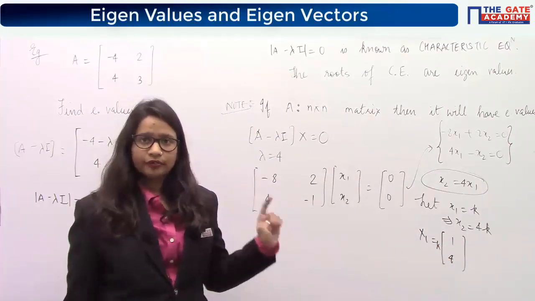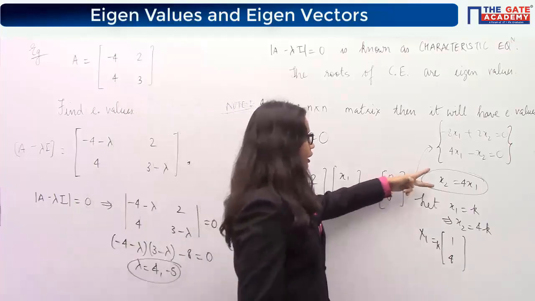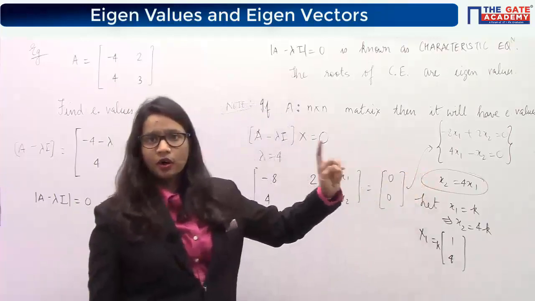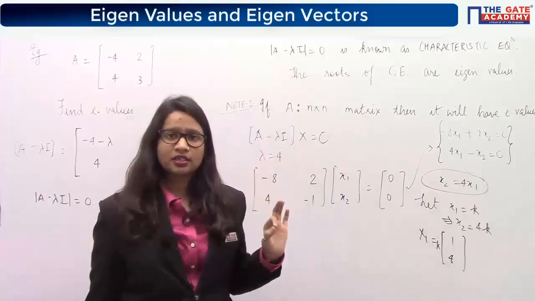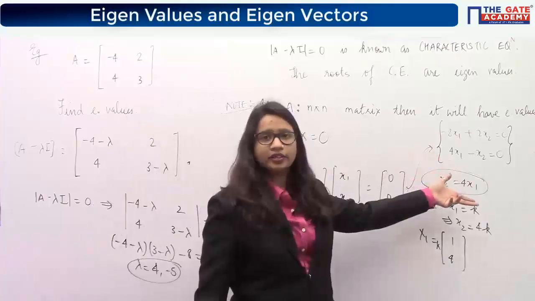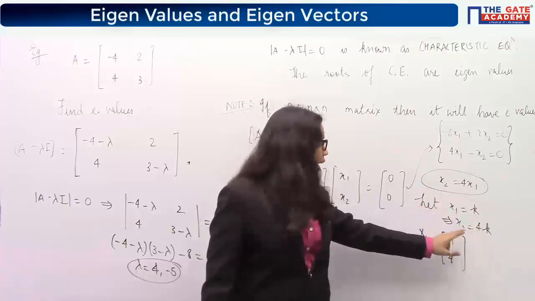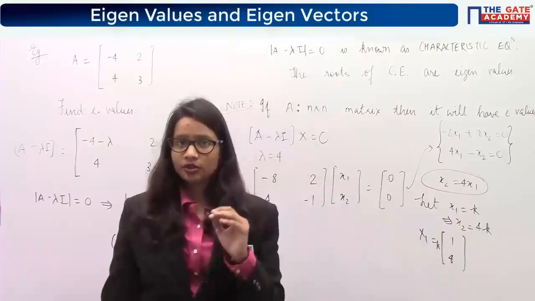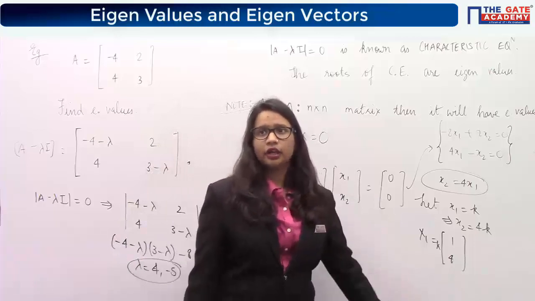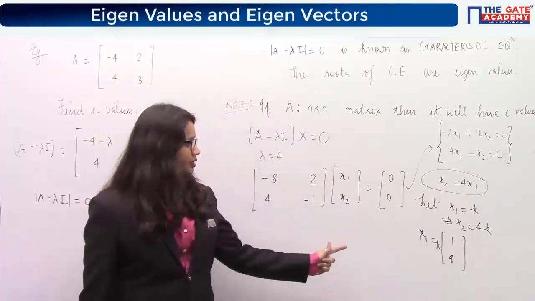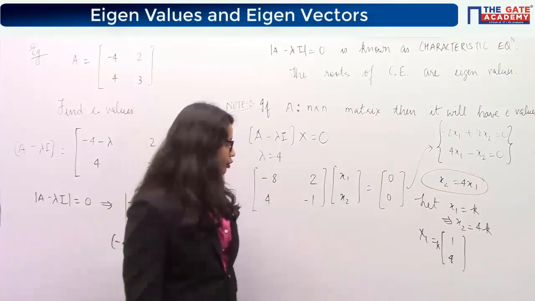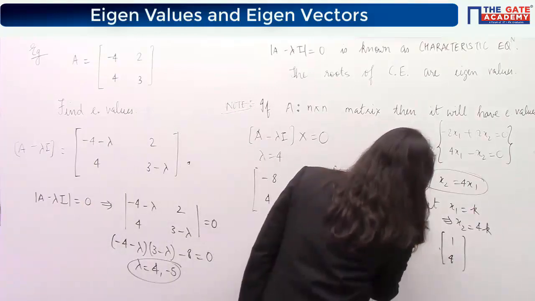Understood or not what we have said? Because there was only one equation between the two variables, or we can say whenever there is a system with infinite solutions, and this is a system with infinite solutions, we will have to assume one of the variables as some k, and then the other can be written in terms of that variable, and the vector will come out to be like this: k times [1, 4].